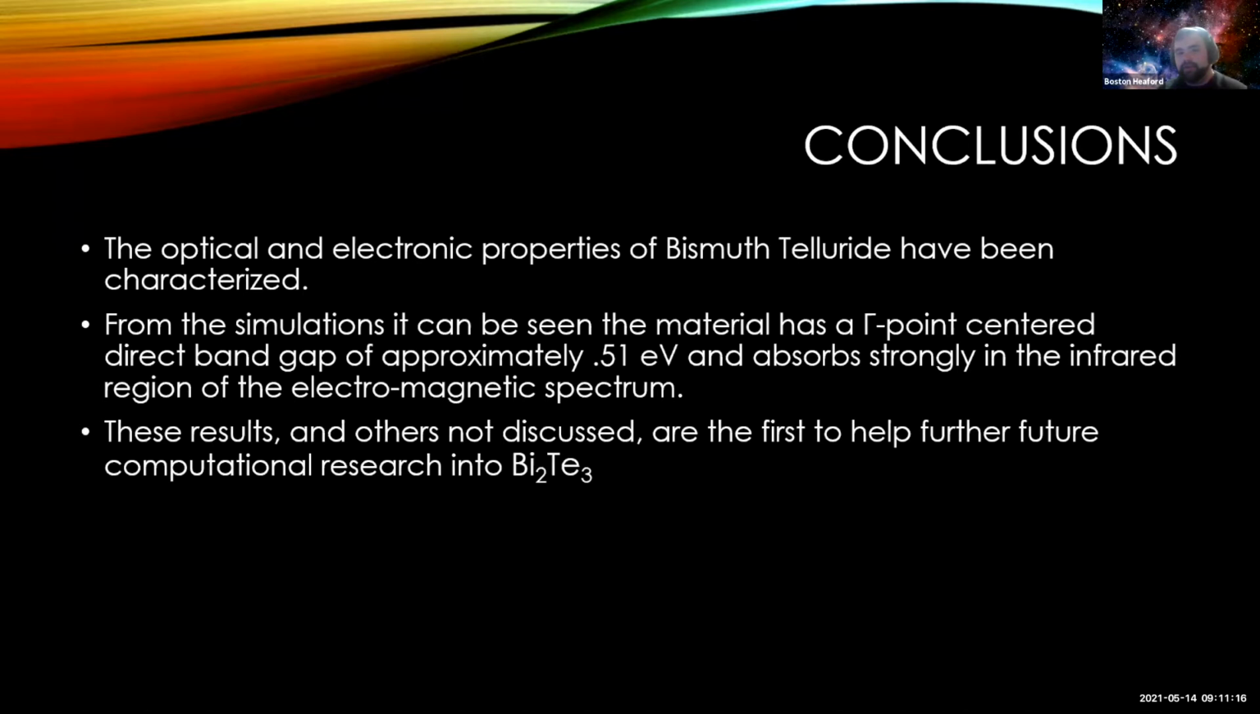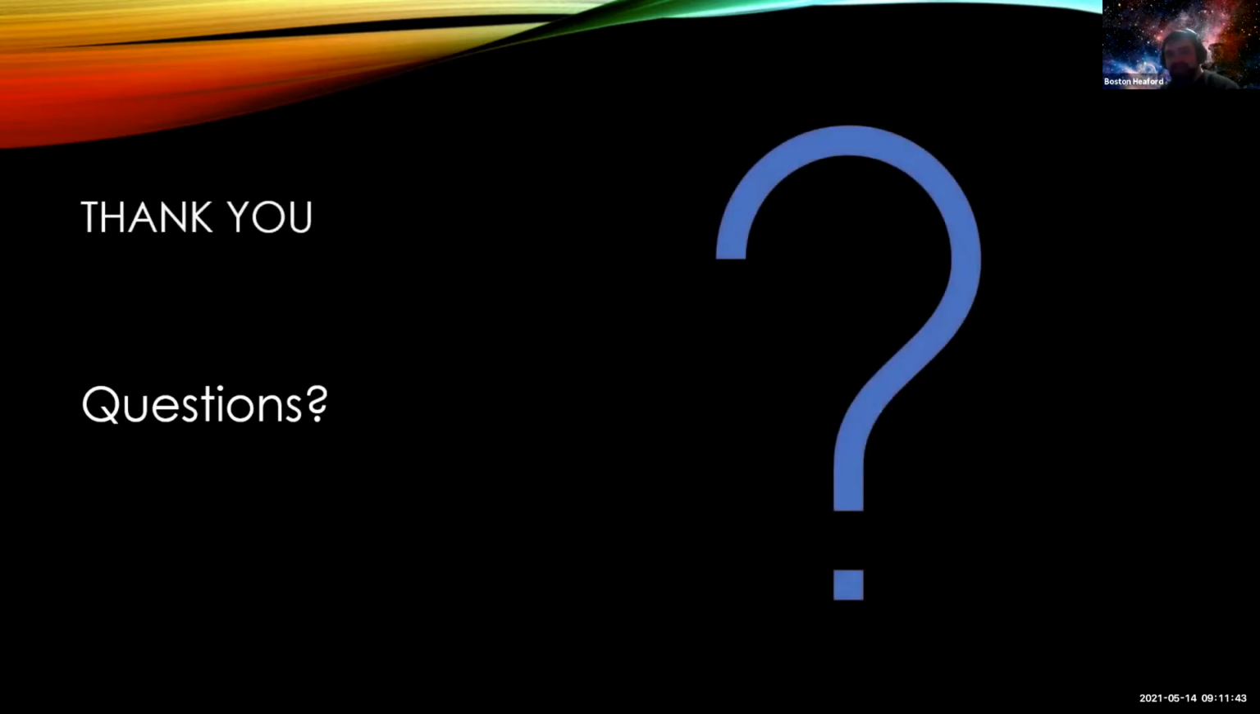And so for conclusions, the optical and electronic properties of bismuth telluride have been characterized, and from the simulations it can be seen that the material has a gamma point centered direct band gap, approximately 0.51 electron volts, and absorbs strongly in the infrared region of the electromagnetic spectrum. And these results, along with others I didn't have time to discuss, are the first to help further future computational research into bismuth telluride. And thank you.